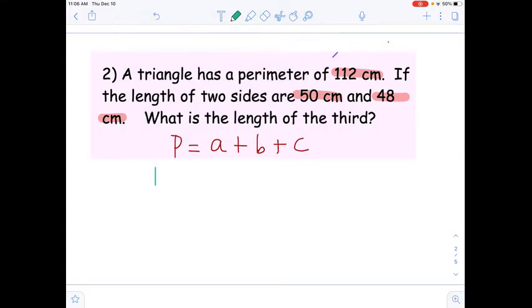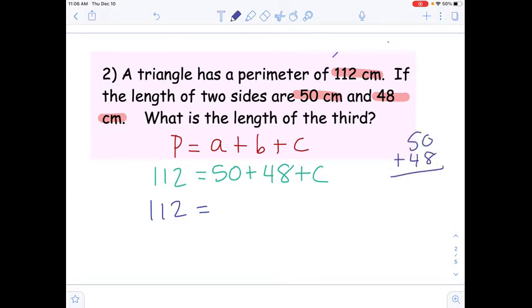I'm given my perimeter of 112, and then I know two side lengths. It doesn't matter what variables you plug them in for. I'll just do A and B. So 50 plus 48 plus C equals 112. And now to solve this, I want to solve for C. So I'm going to add 50 plus 48 together. 50 plus 48 gives me 98. So now I have 98 plus C.